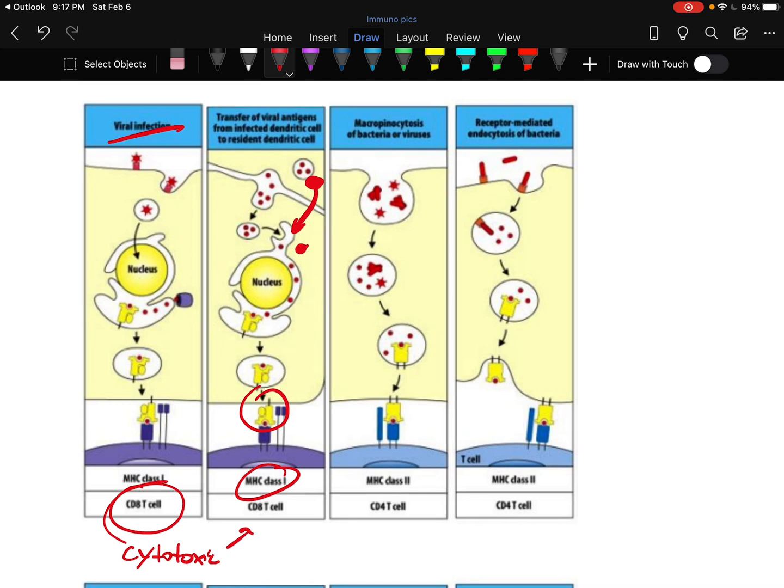And here we have examples of MHC class 2, and this would be where macropinocytosis of viruses or even just receptor-mediated endocytosis occurs, and then those could be presented on MHC class 2, and those would be seen by helper T cells. Helper T cells would recognize these ones.